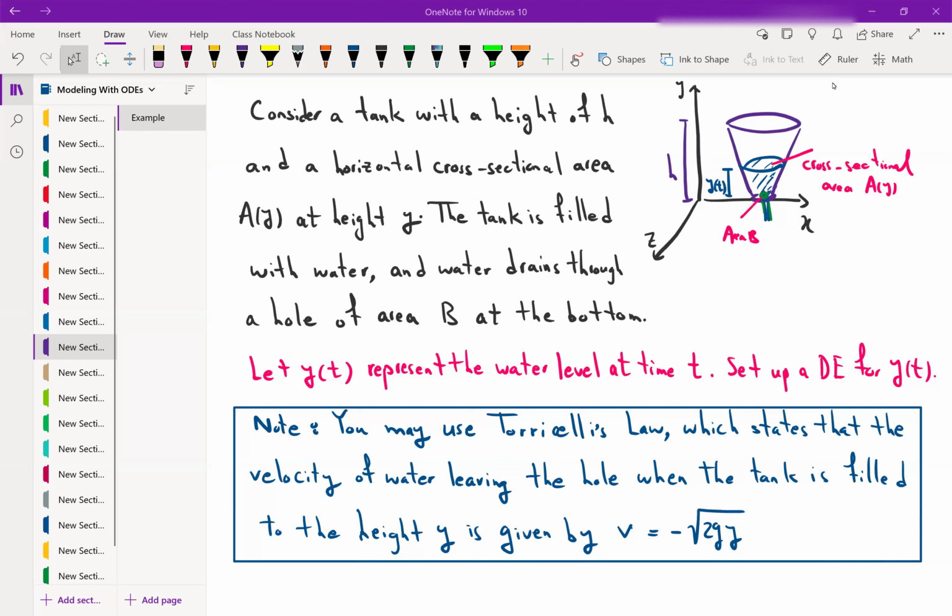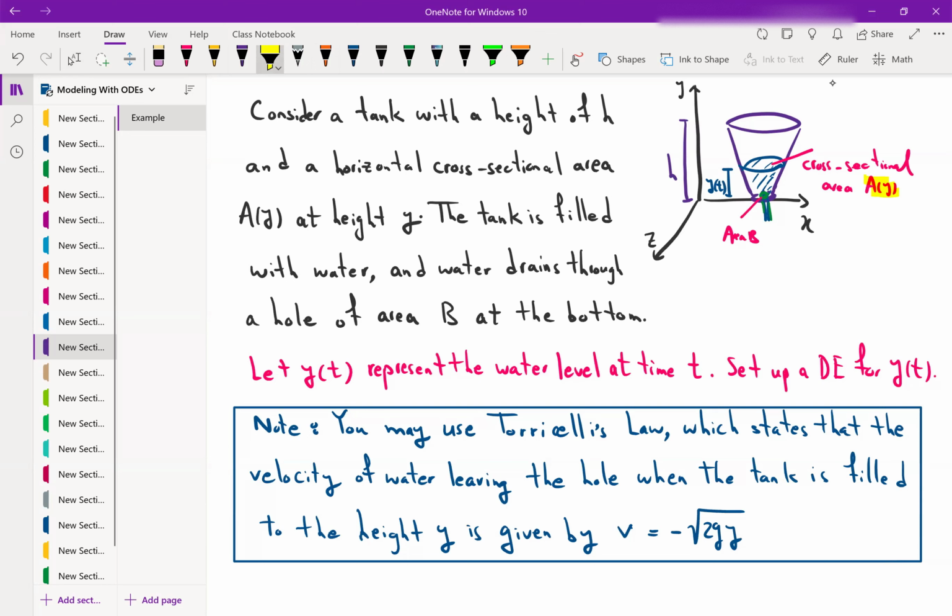Let's see what our example looks like. Consider a tank. We have our figure to the right. This purple object is our tank. Consider a tank with a height of h and a horizontal cross-sectional area A of y at height y. As you can see, we are assuming that the cross-section depends on the height. As height changes, the cross-sectional area may change, and our symbol for the cross-sectional area at height y is A of y. It depends on the height y, okay?